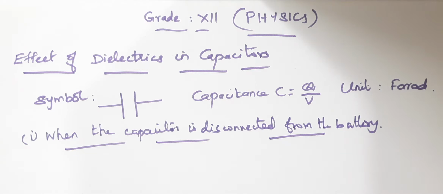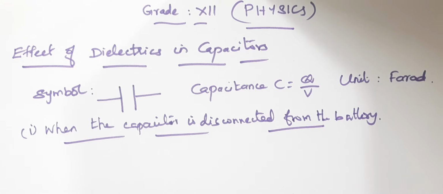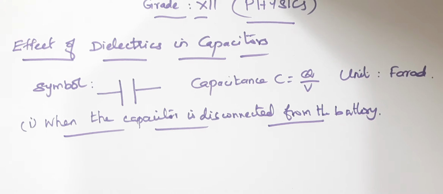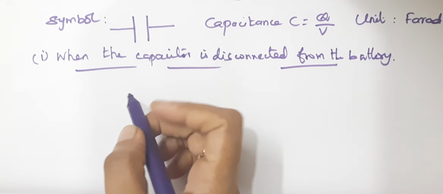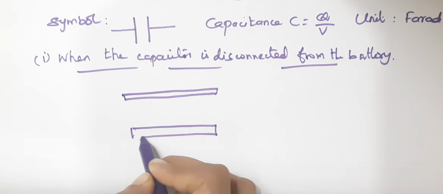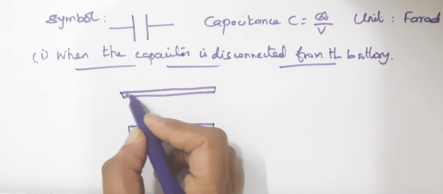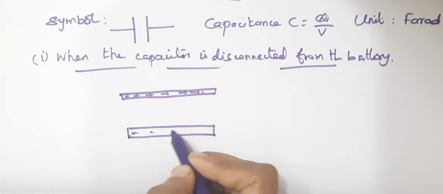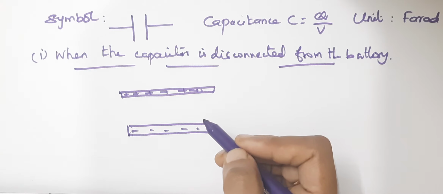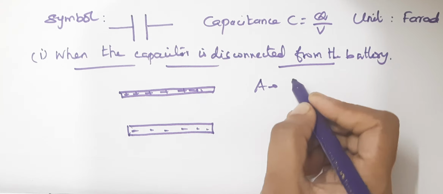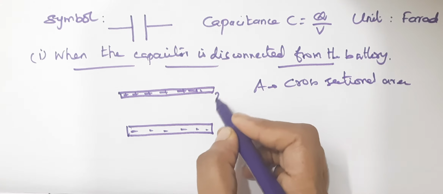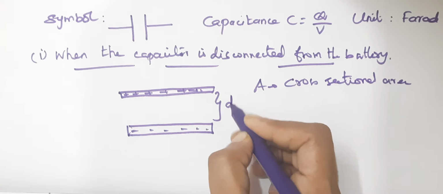Let us consider a capacitor having cross-sectional area A. It has two parallel plates with cross-sectional area A, separated by the distance D. I can draw one plate and another plate, two parallel plates. This one has positive and this one has negative charge. A is the cross-sectional area, and the separation between the two plates is D.